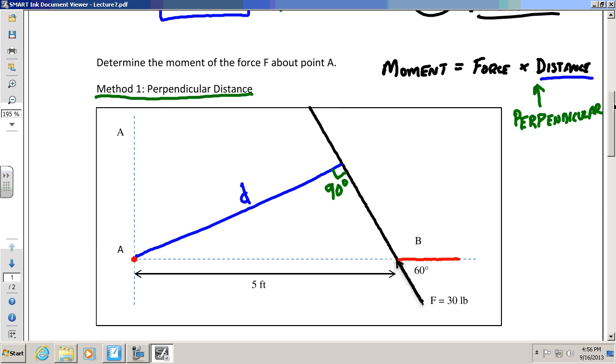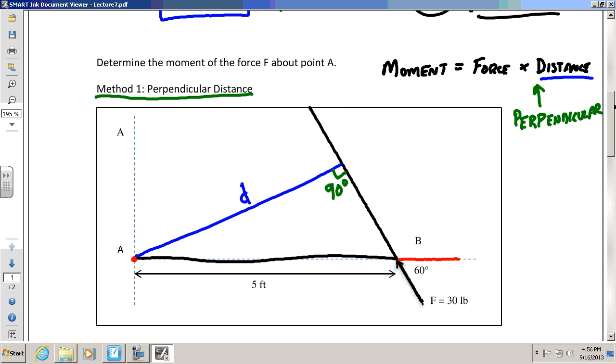That's exactly the line we're trying to find. I need to find D. I need to find that distance. So the question is, how do I find it? Well, it's actually pretty easy. Notice here that you have a right triangle. Let me draw here another part of the right triangle. See it there? See the triangle?